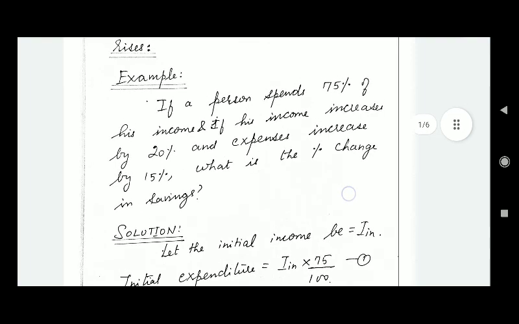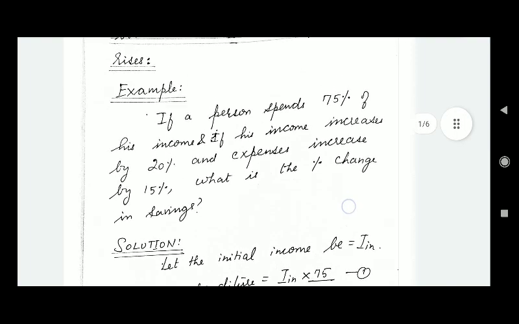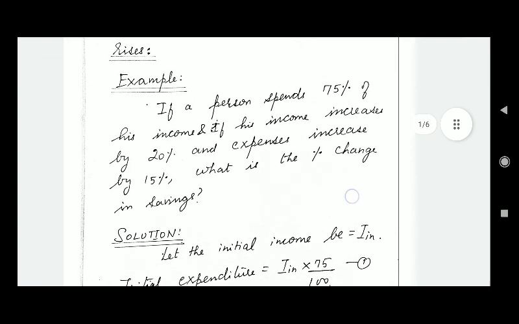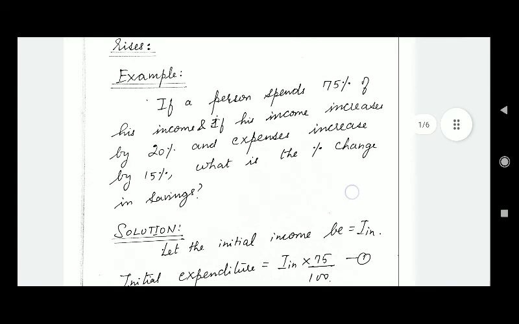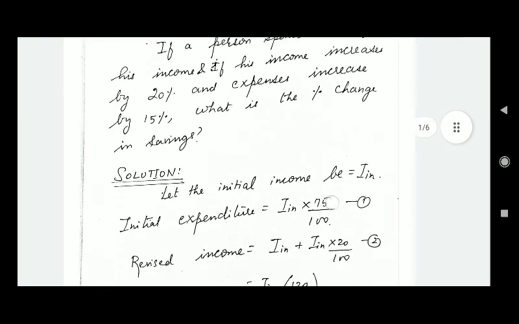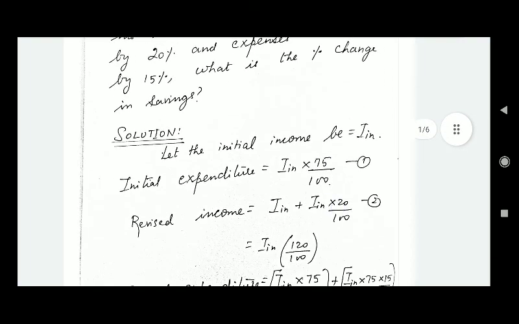If a person spends 75% of his income, and if his income rises by 20%, and if his expenditure rises by 15%, what will be the percentage change in savings? Well, that is the question asked. We will try to solve how this one works out.